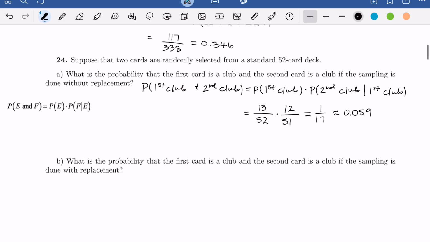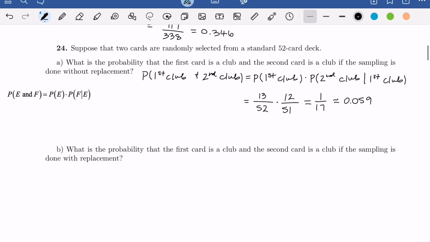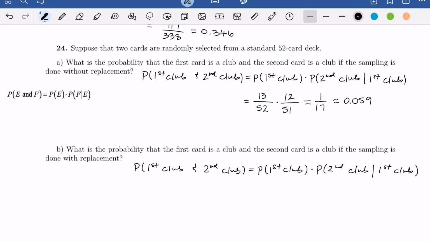Now for part B, we want to find the probability that the first and second card is a club if in this case the sampling is done with replacement. So as soon as we pull that club, we are just going to put it right back into the deck. So again, we want to find the probability that the first is a club and the second card is a club. So again, this is going to be the probability that the first is a club times the probability that the second is one, given the first was a club. Okay, so we have the same formula here, but the probabilities are going to be different since we're doing replacement with the sampling in this case.